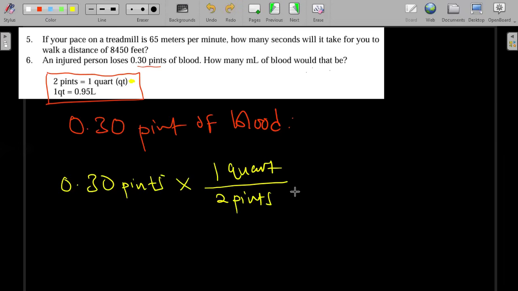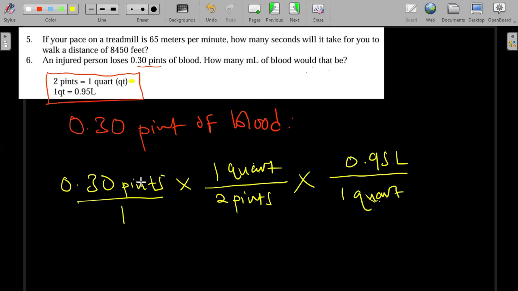The next step is to multiply this by the conversion factor of quarts to liters. We've been told that 1 quart is equivalent to 0.95 liters. Notice that the same unit should be on the opposite side. The pints were up, here they're down. Quarts were up, here they're down. The last step is to multiply by the conversion factor of liters to milliliters.